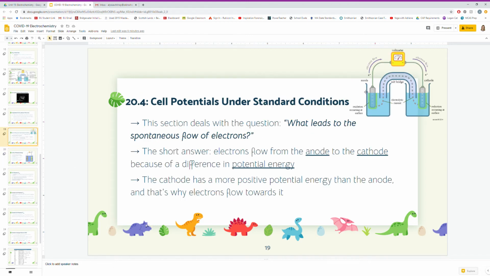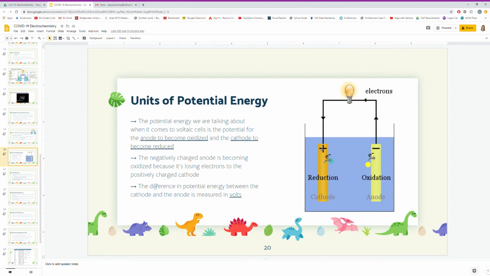As you can see in both of these pictures, the electrons are flowing away from the anode and towards the cathode. The reason for that is the cathode is always going to have a more positive potential energy than the anode, and electrons, being negatively charged, are going to be attracted towards the more positively charged electrode, which again is always going to be the cathode. So when the electrons flow away from the anode, it's losing electrons, it's being oxidized, and the cathode over time is gaining all of these electrons, so it is being reduced. And then the difference in potential energy between the cathode and the anode is measured in units called volts.